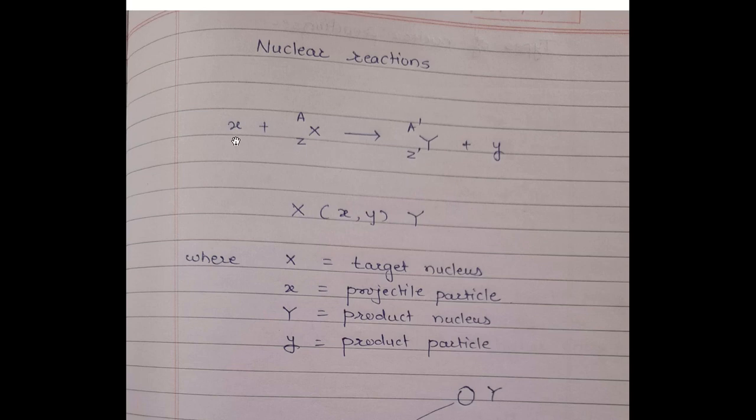A nuclear reaction like this is one wherein a lighter particle is bombarded on a quite heavier particle, which we call the target nucleus. When it hits the target nucleus, it gives us some product nucleus along with a product particle. Here, capital X is known as the target nucleus, and small x, the particle bombarding the target nucleus, is known as the projectile particle.